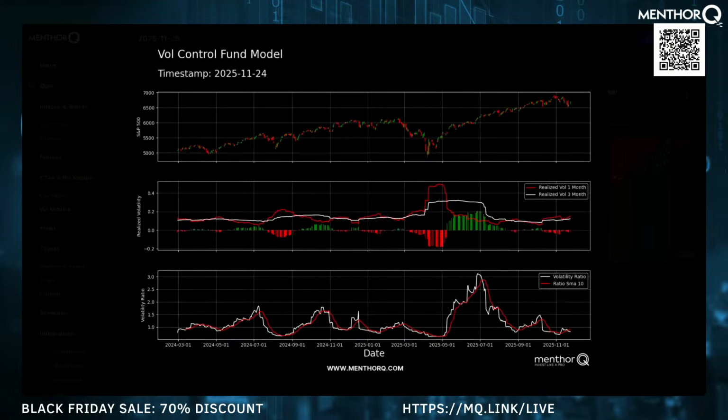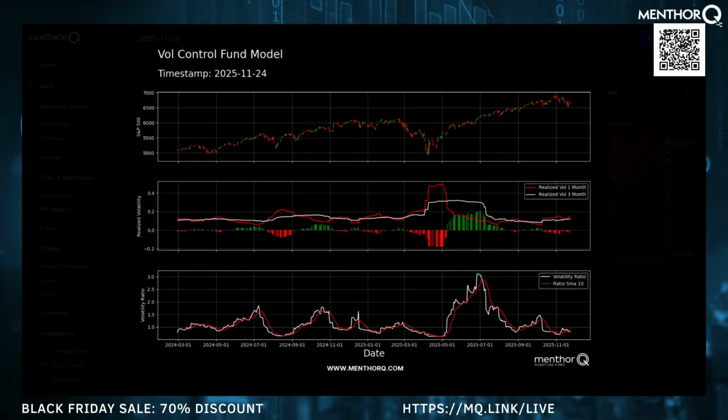What's really interesting for me is the second part, the realized volatility. We compare realized volatility 1 month, the red line, with realized volatility 3 months. I want to see the crossover, and then I know I'll be in a little bit of trouble if the red line is dominating. What we can see now is that we bounced from the 3-month level. This is something I look at every single day since we have the Japanese carry trade.